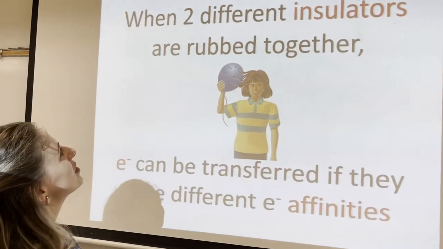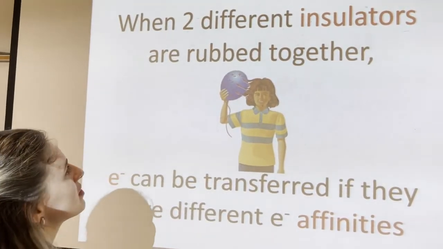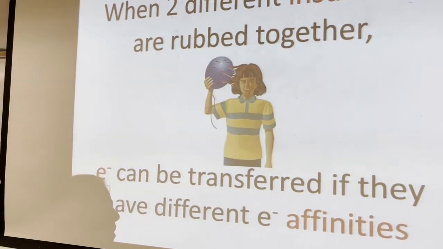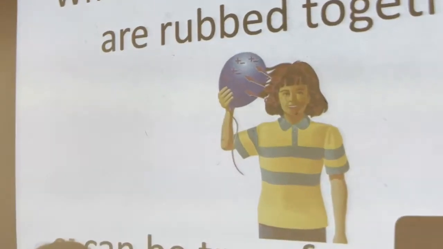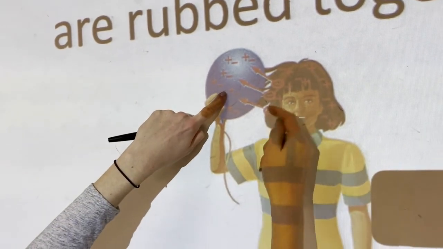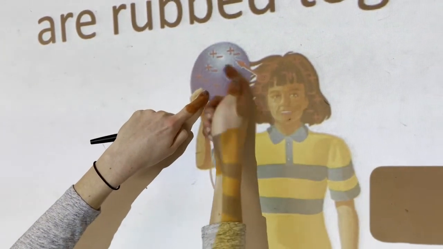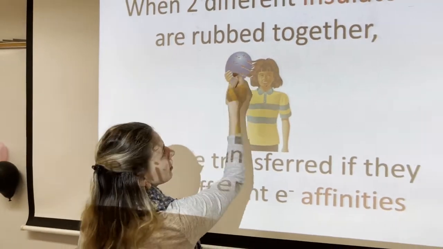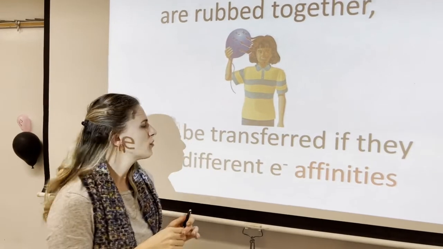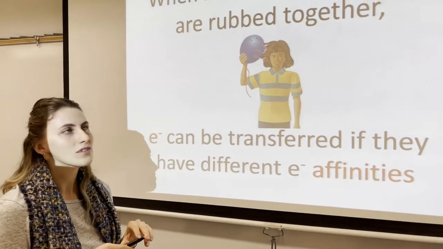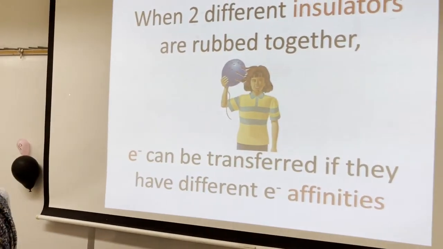When two different insulators are rubbed together, electrons can be transferred if they have different electron affinities. For example, the hair is an insulator and the balloon is an insulator, but the balloon has a greater affinity for electrons than the hair. So the electrons from here are going to hop over there. When we say electron affinity, we just mean that they're more drawn to the balloon. The attraction for electrons is stronger.